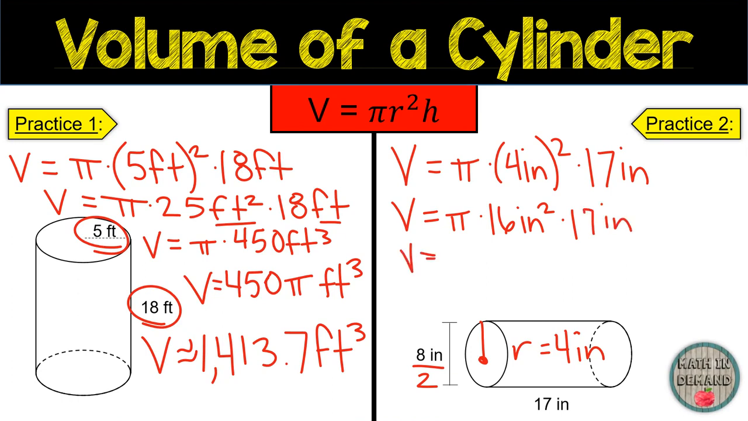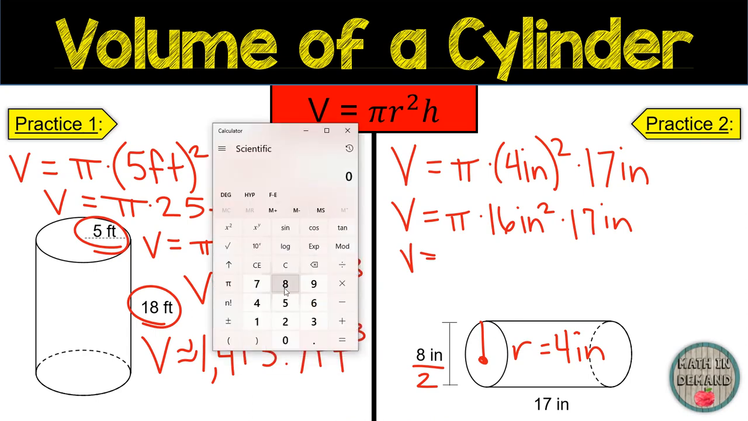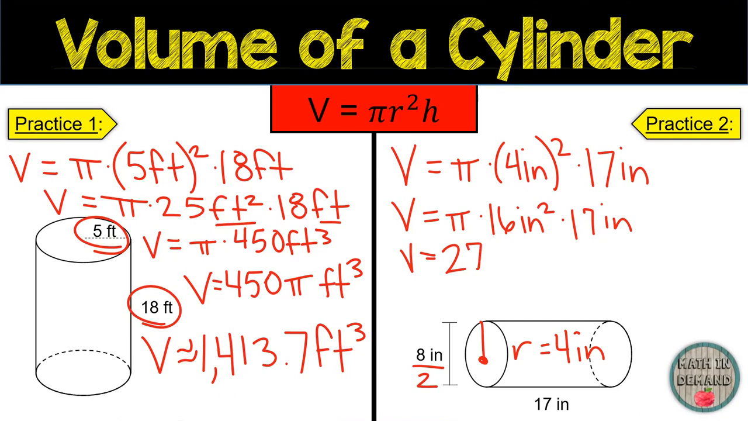I'm going to simplify by multiplying 16 times 17. So I'm going to get my calculator. I'm going to do 16 times 17. I get 272. So I'm going to write 272. Bring down pi and bring down my measurements, which is cubic inches.